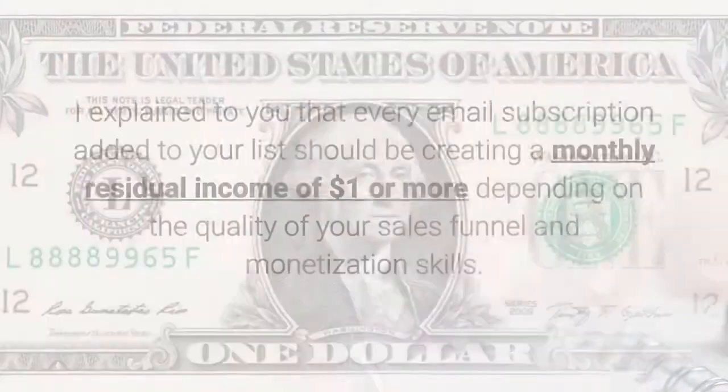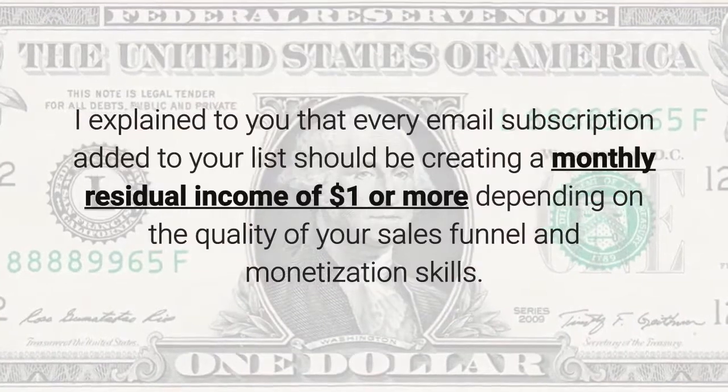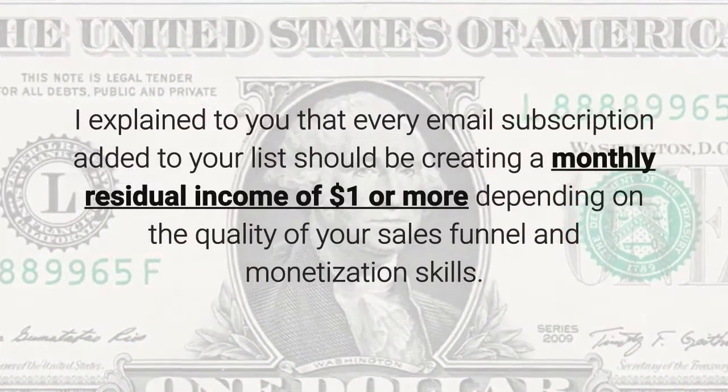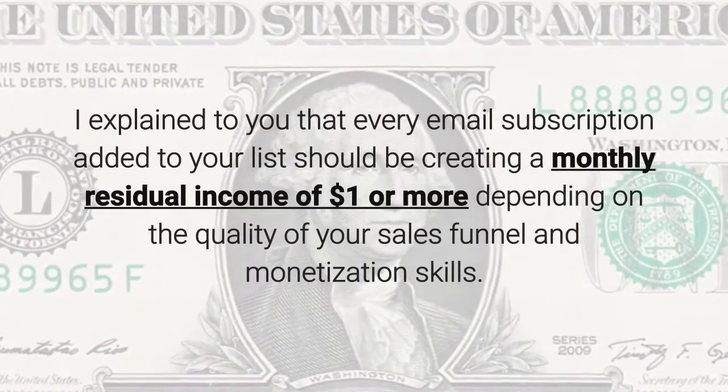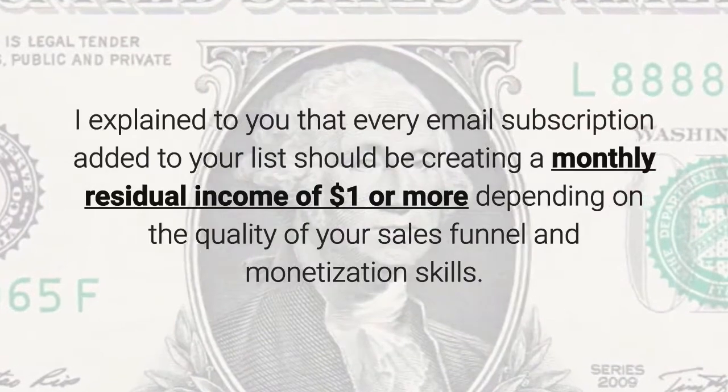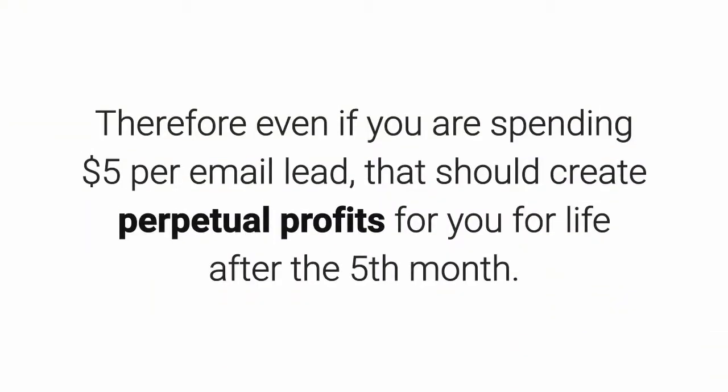Your primary goal when you set up PPC advertising on Google, Facebook, or any platform is to build your list. I explained to you that every email subscription added to your list should be creating a monthly residual income of $1 or more, depending on the quality of your sales funnel and your monetization skills. Therefore, even if you are spending $5 per email lead, you should be able to create perpetual profit for yourself after the 5th month. Over and over is pure profit.